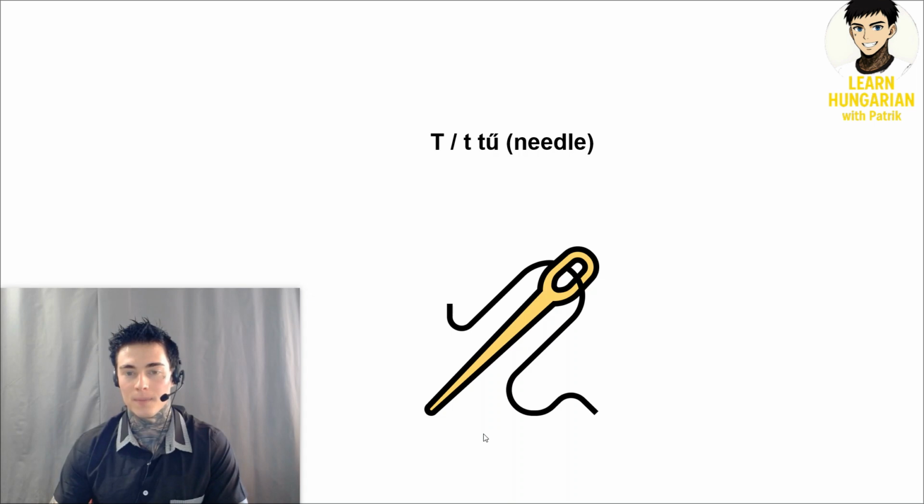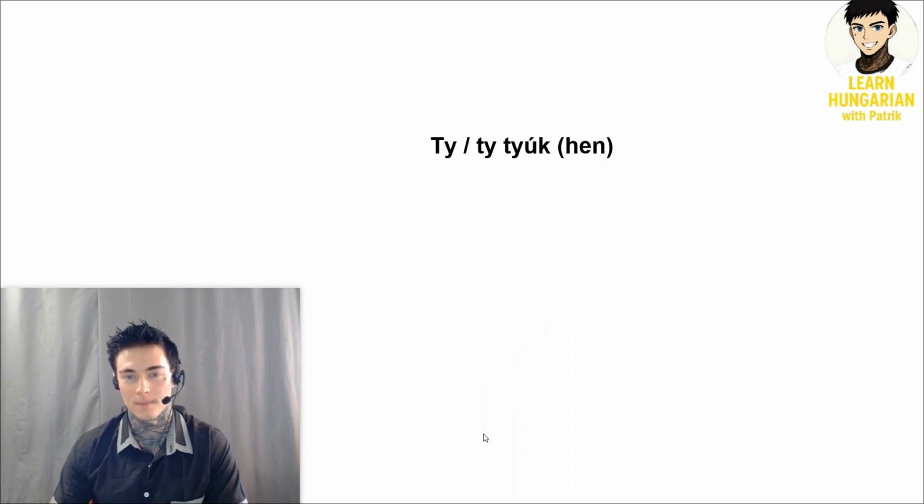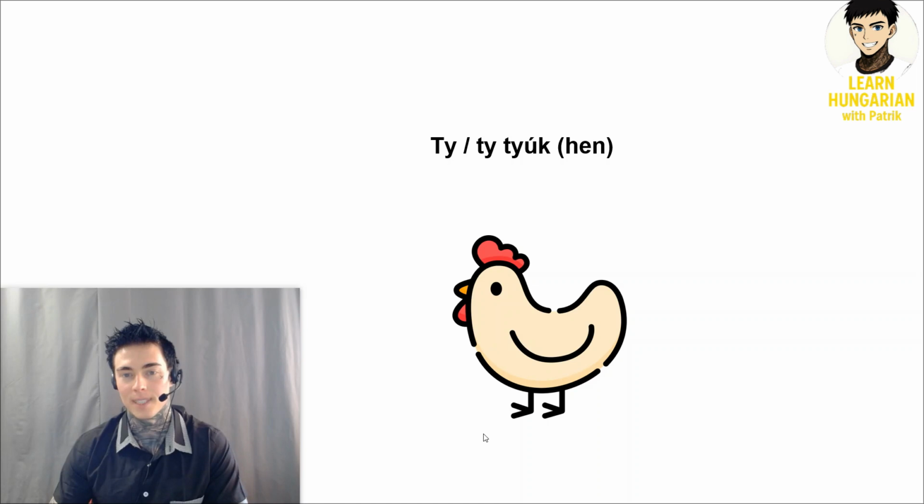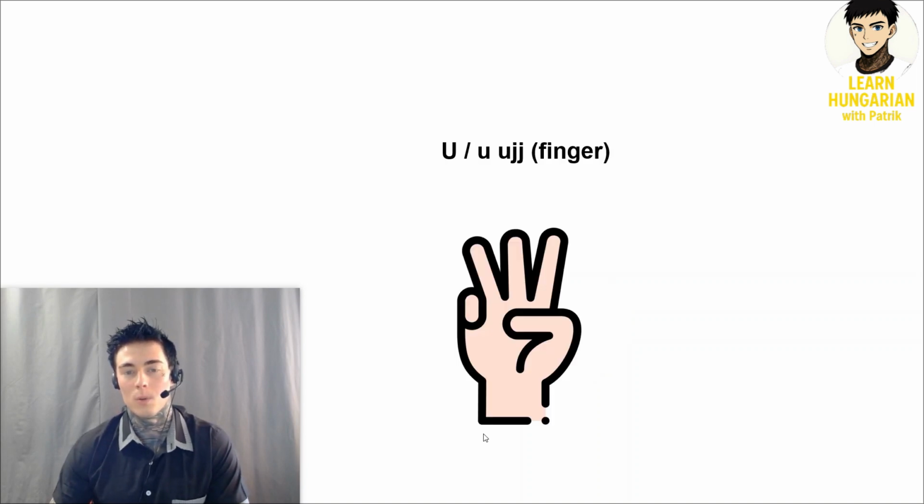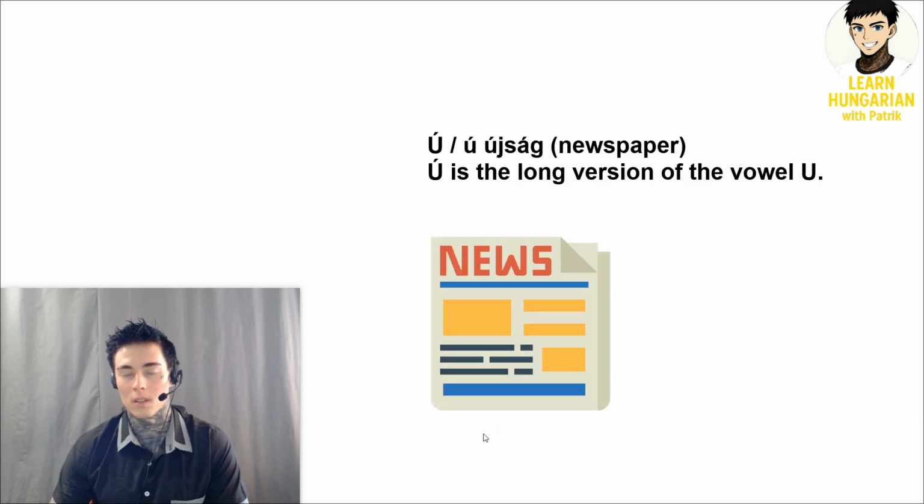T, tű. Ty, tyúk. U, új. Ú, újság. Ú is the long version of the vowel U.